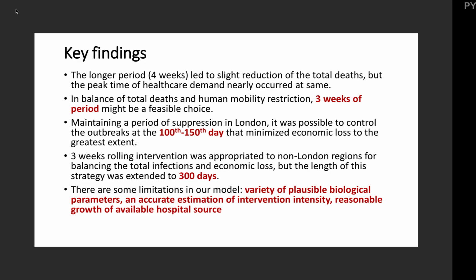If we maintain a period of suppression in London, it was possible to control the outbreaks at 100 to 115 days, which minimized the economic loss to the greatest extent. A 3 weeks rolling intervention was appropriate for non-London regions for balancing the total infection and economic loss.